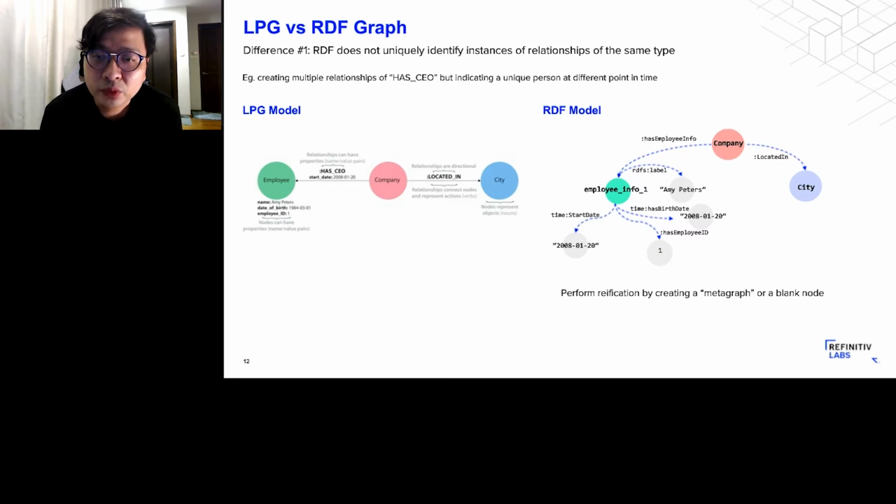In the diagram, we can see that we have employee, company, and city nodes. In the LPG model, we can enrich or add semantic descriptions to both nodes and relationships. For RDF, there's a workaround to do something similar to what LPG can do. This is to perform a process called reification by creating a metagraph. What is a metagraph? A metagraph is a blank node that functions like a placeholder where additional relationships can be added to store these attributes.